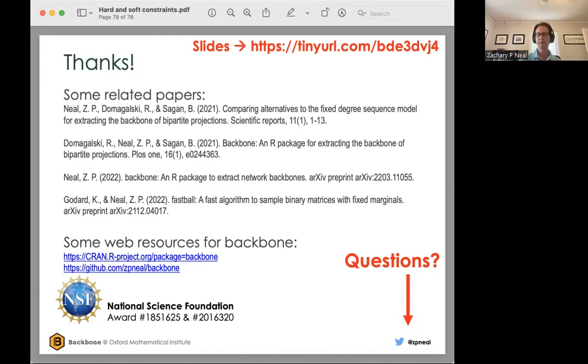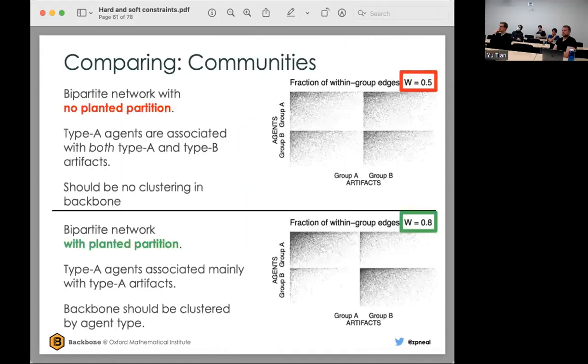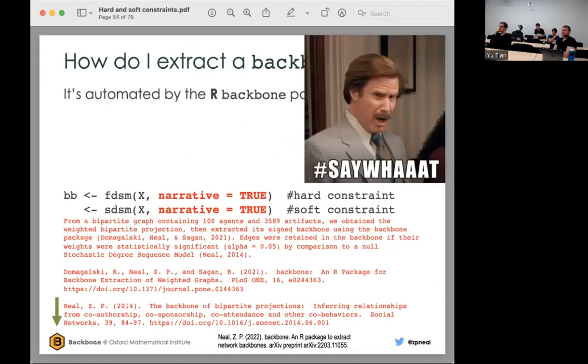Okay. Thank you. Thanks. Do we have other questions? I have one interesting question. Could you please go back to the R package page with the narrative commands? I saw something to sign. So how do you get the signed backbone?